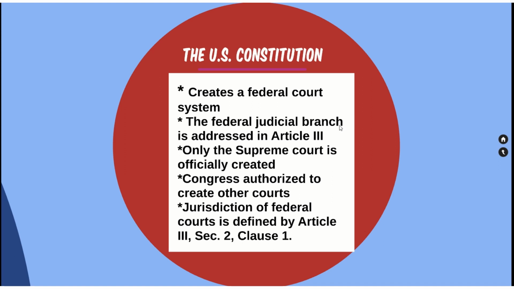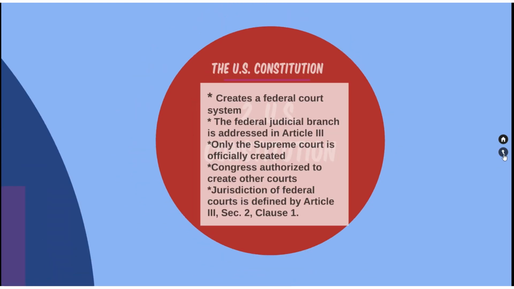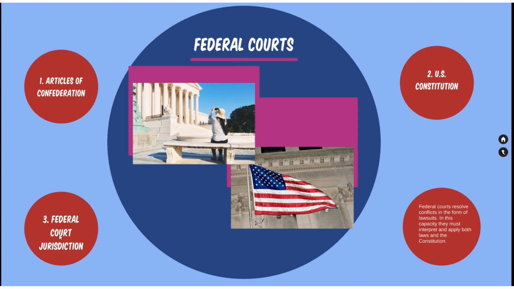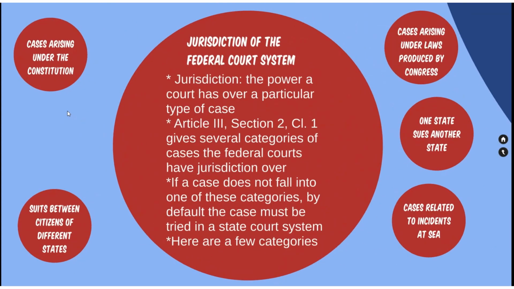The jurisdiction of the federal courts is defined by Article 3, Section 2, Clause 1. And I do encourage my students to go there to look at the grant of jurisdiction. But let's take a closer look at that. I think I'm going to take you to that now. So here, federal court jurisdiction. All I'm doing here is just summarizing. You can see that I'm giving you 5 circles around the larger circle.